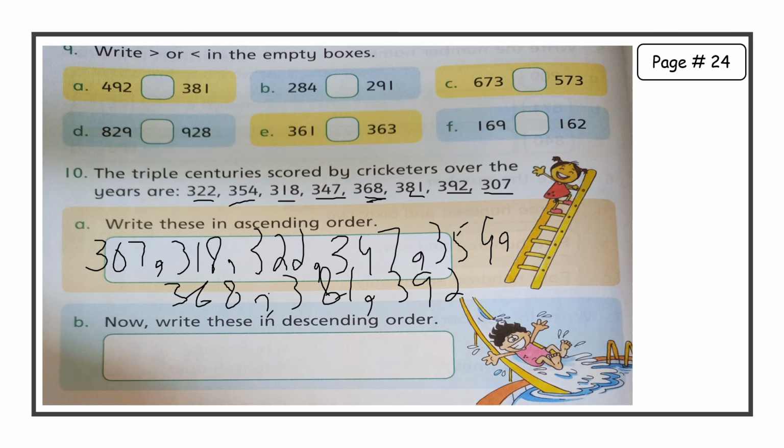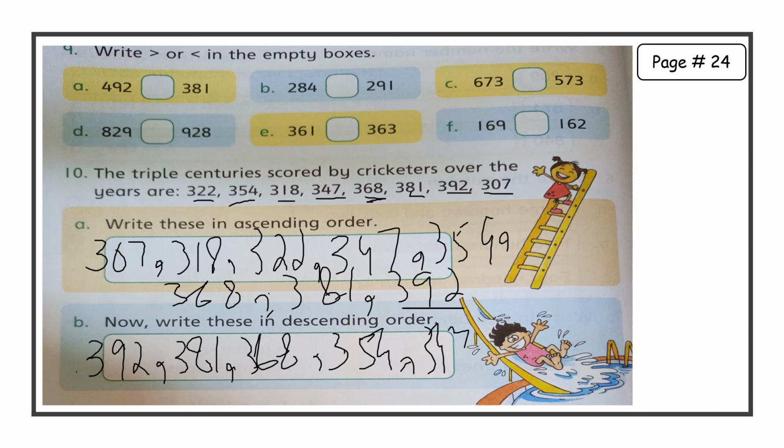Now we have to write in descending order. So what is the greatest number here? 392, then 381, then 368, 354, 347, then 322, and then 318 and 307. So this is how we arrange numbers in ascending and descending order.